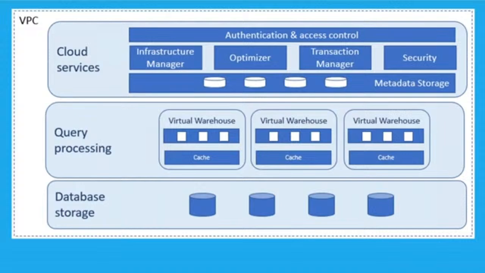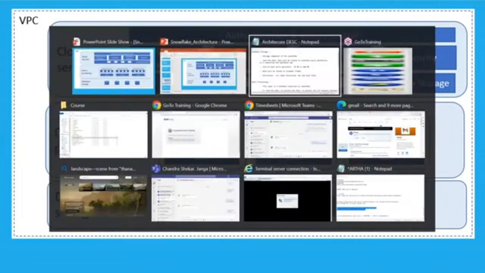So we have a cloud services layer, and then a query processing layer, and then a database layer. I am repeating once again because this Snowflake architecture is very important. Damn sure you will get one or two questions on Snowflake architecture in every interview, wherever you go, in all the companies. That's why I am repeating. So we have a cloud services layer, a query processing layer, and a database storage layer. Now we will discuss one by one.